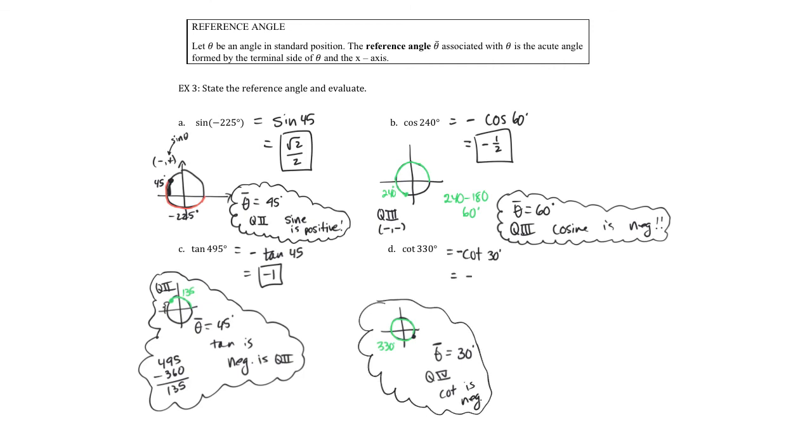All right, now I don't have that one memorized. I'm just going to use the definition of cotangent. That's sine. Oh, I have that. That should be cosine. Cosine of 30 over sine of 30. And let's see, cosine of 30, that one I have memorized. That is square root of 3 over 2, and then sine of 30 is 1/2. So that ends up being negative square root of 3.